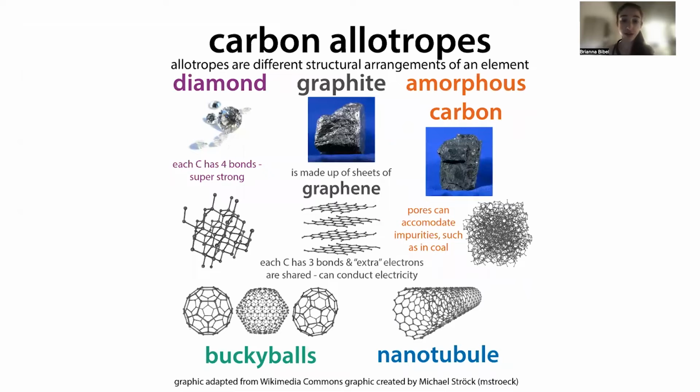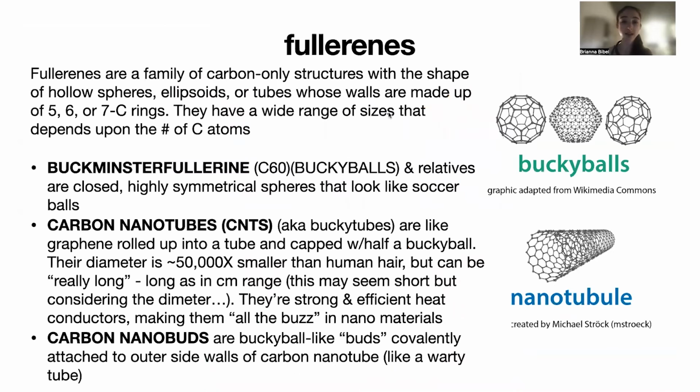And so this is why the graphite doesn't just fall apart. Those sheets don't just come off, but they can come off and they can be used to make all sorts of different cool structures. So there are these things called fullerenes. These are basically carbon-only structures that have all these cool shapes like spheres or ellipsoids or tubes. And the walls are made up of carbon rings with 5, 6, or 7 carbons. And they have a wide range of sizes. They have different names depending on the shapes and the sizes.